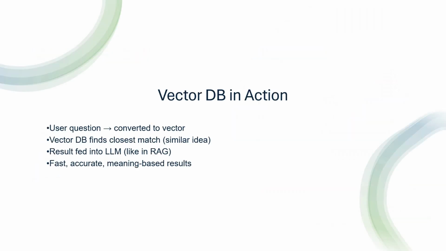So when you ask a question, your question will be turned into a vector and matched against millions of other vectors, and then the closest, the most relevant answers pop up. This is exactly how RAG works too. This is similar to that.